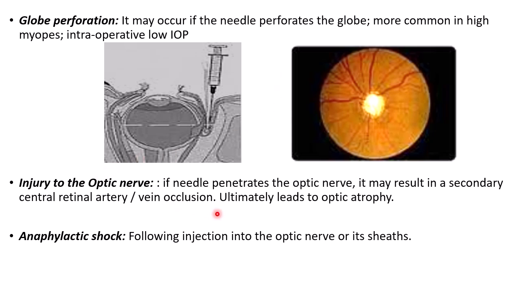Injury to the optic nerve can happen. Now, this is very rare, and only if the needle penetrates the optic nerve. There is a long way behind, so this is a rare complication. Theoretically possible, yes, it may result in a secondary central retinal artery or vein occlusion because they are closely related to the optic nerve, and ultimately there will be optic atrophy. So you see this pale white disc, that is optic atrophy, and anaphylactic shock following injection into the optic nerve or its sheaths.